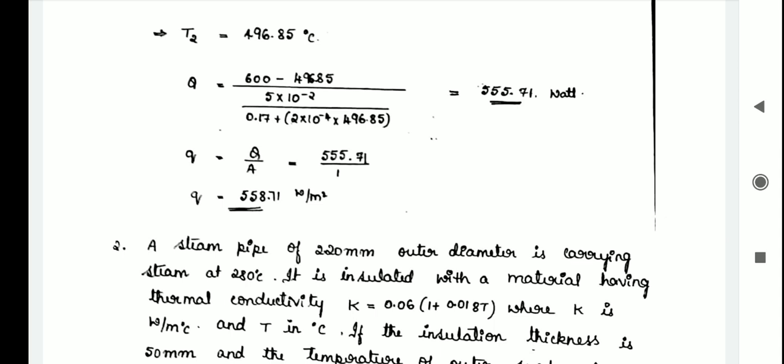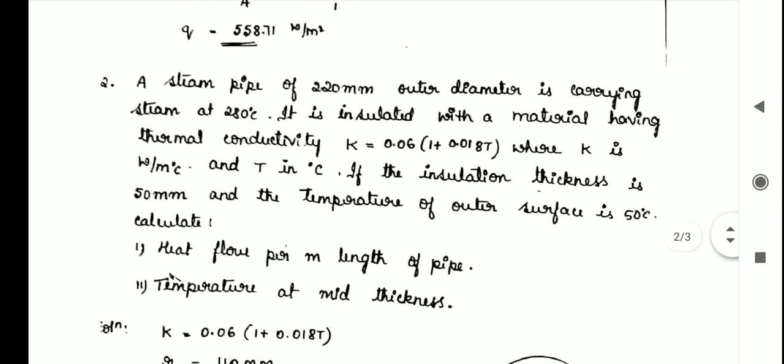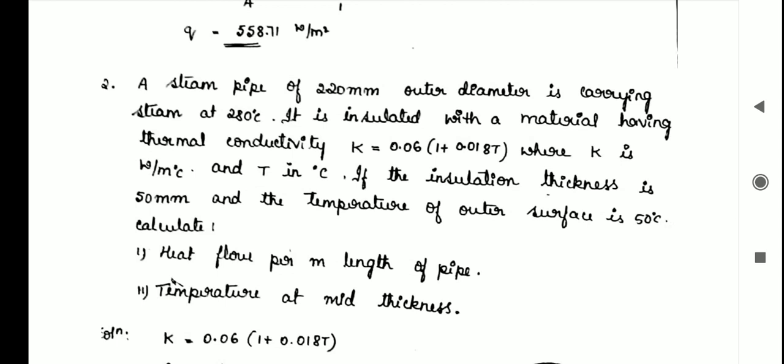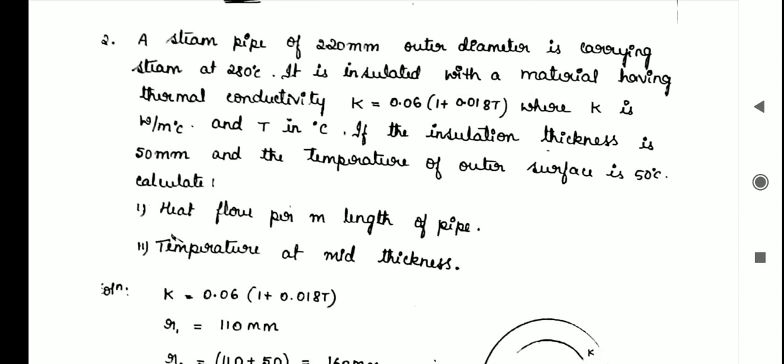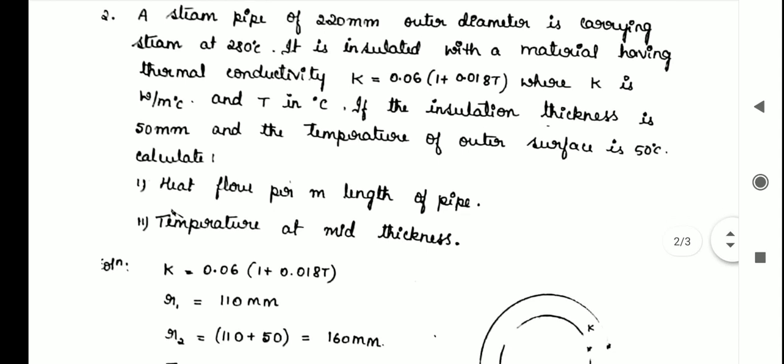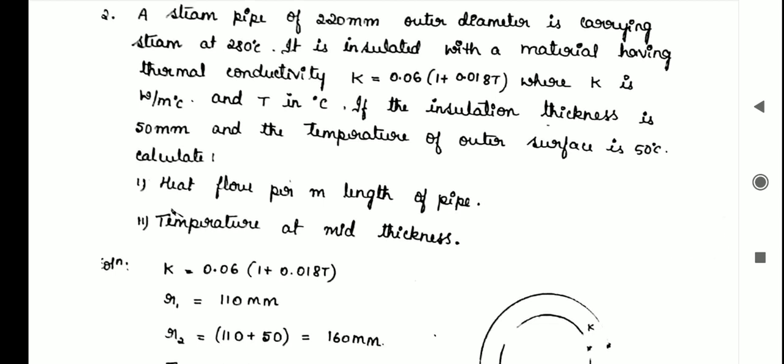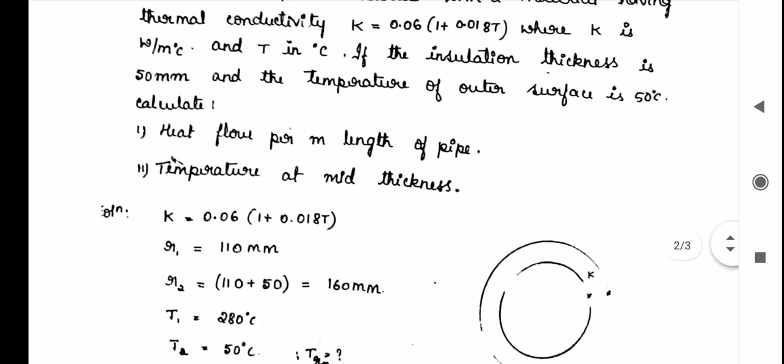Okay, and the next problem: a steam pipe of 220 outer diameter is carrying steam at 280 degrees Celsius. It is insulated with a material having a thermal conductivity K, which is equal to 0.06 in the bracket 1 plus 0.018 times T, where K is in watt per meter degree Celsius and T is in degree Celsius. If the insulation thickness is 50 and the temperature of the outer surface is 50 degrees Celsius, calculate heat flow per meter length of the pipe and the temperature at the mid thickness.